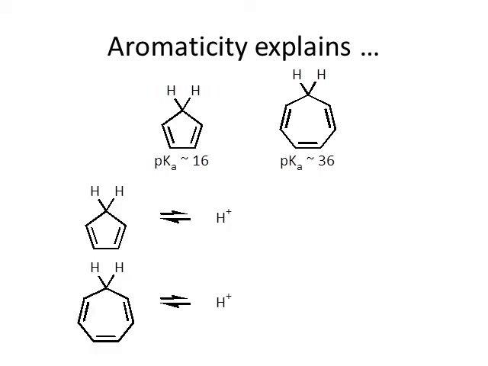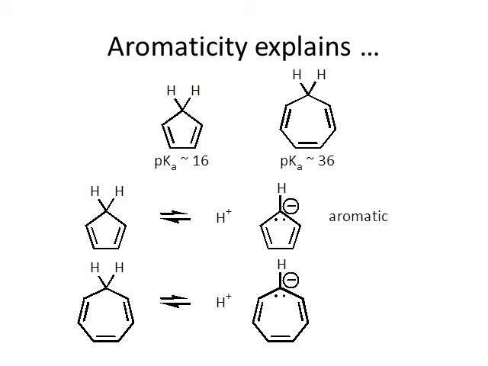Well, what does acid mean? Remember, what it means is that you pull off a proton and you get the conjugate base. And so if we take cyclopentadiene and we pull off a proton, we make the cyclopentadienyl anion. If we take cycloheptatriene and we pull off a proton, we make the cycloheptatrienyl anion. And you might look at these and say, well, they're both resonance stabilized, but that's not actually true. We can draw resonance forms for both, but the top one, the cyclopentadienyl anion, is aromatic. The cycloheptatrienyl anion is anti-aromatic.